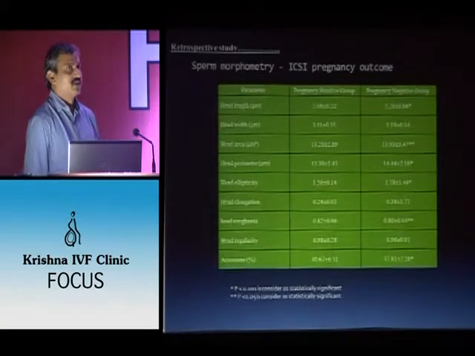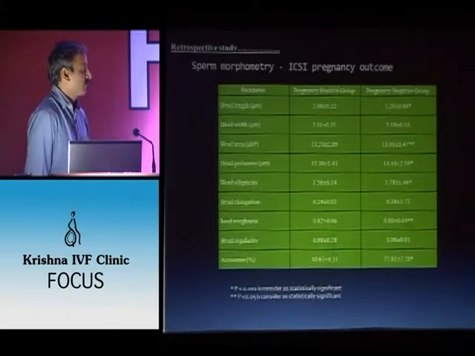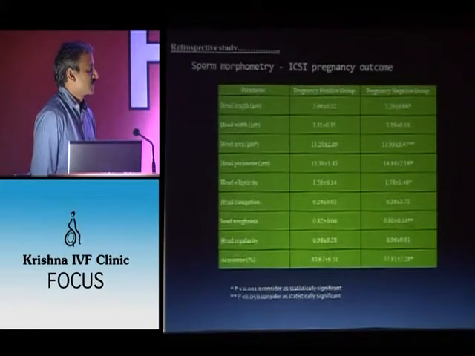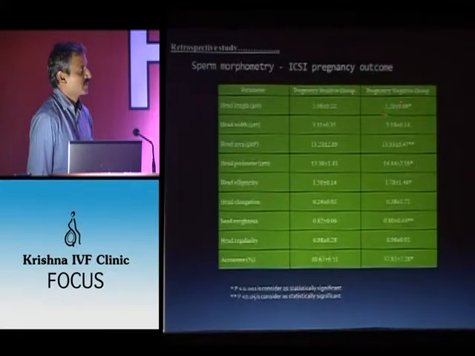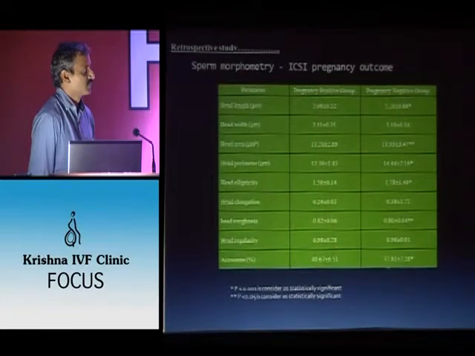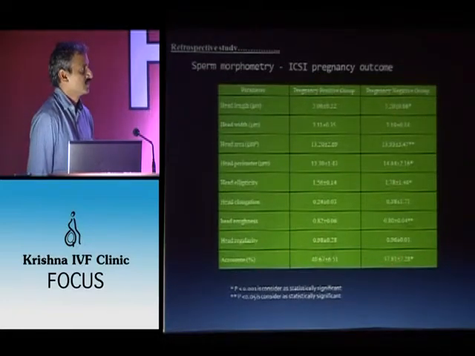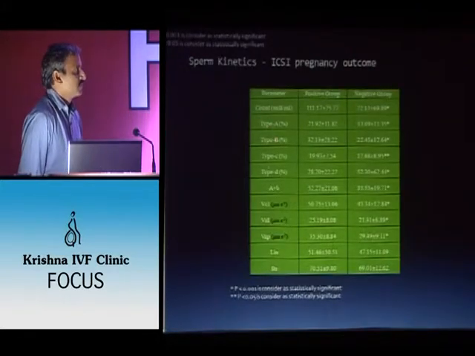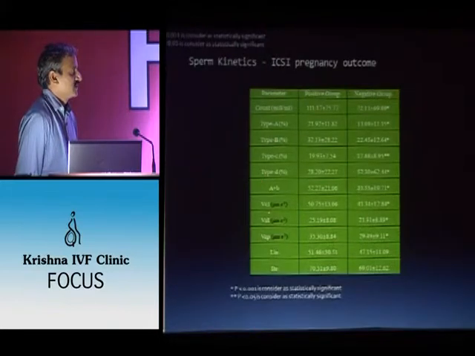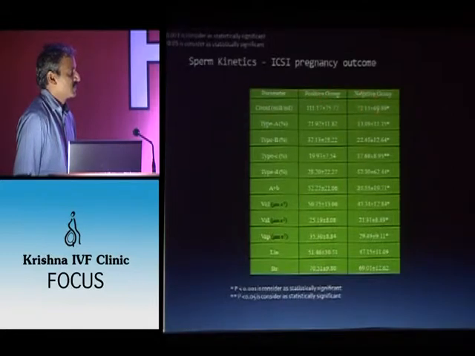We have done a retrospective analysis in our clinic where we found, in the pregnancy positive group, head length, area, head perimeter and acrosome are significantly less compared to the pregnancy negative group. Acrosome was significantly less in the pregnancy negative group, even though we did ICSI. Similarly, the count, type A, type B, all the motility patterns, VCL, VSL and average path velocity were significantly more in the pregnancy positive group compared to the pregnancy negative group. They are statistically significant.